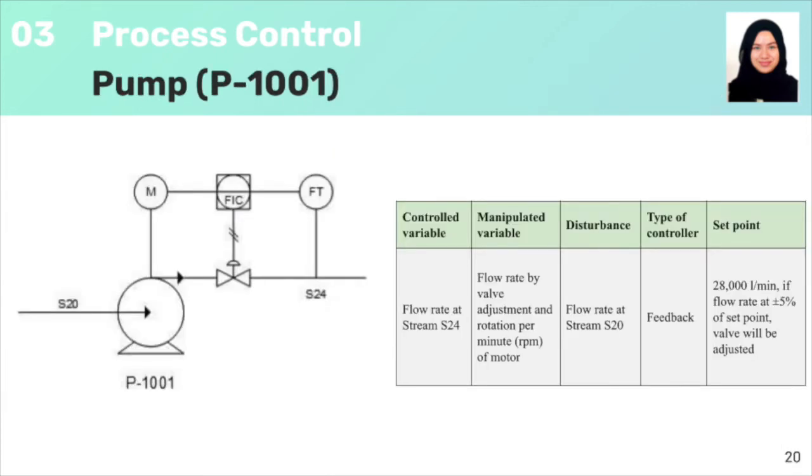For the pump, the flow rate at S24 is set to 28,000 litres per minute to ensure the desired outlet pressure can be obtained. If the flow rate deviates plus or minus 5% from the set point, the control valve will be adjusted.